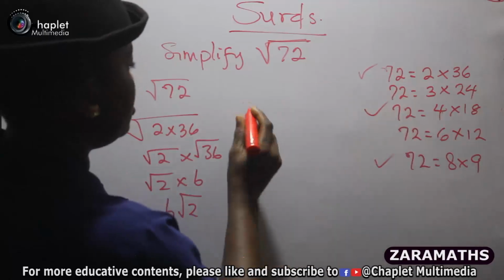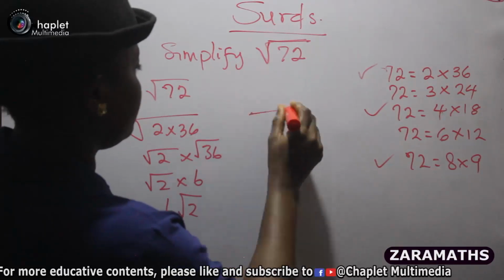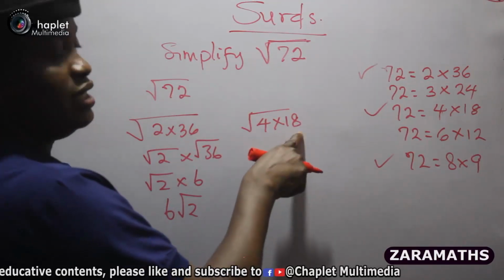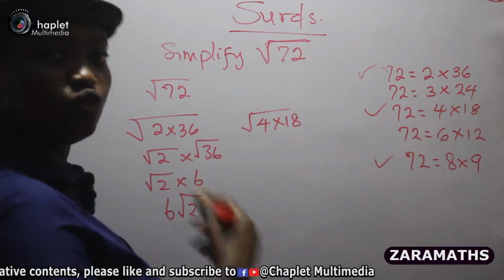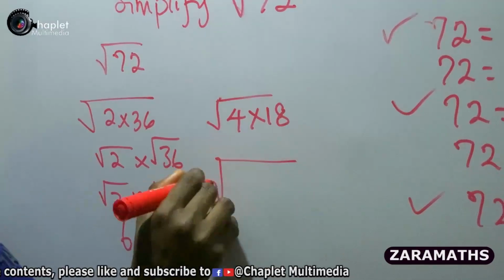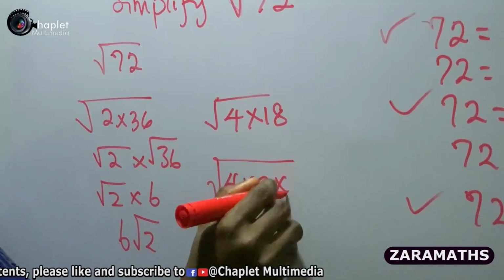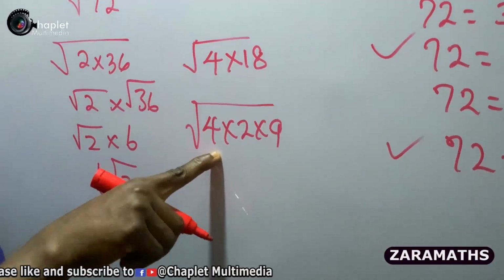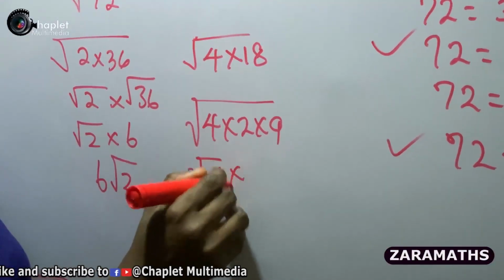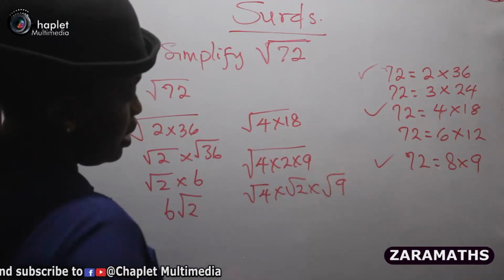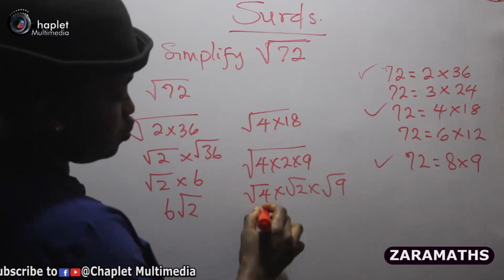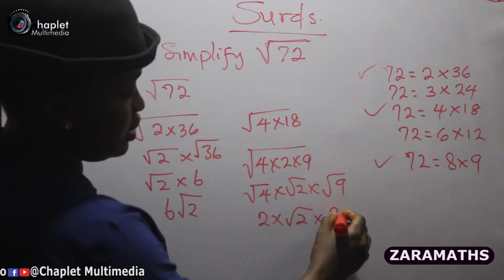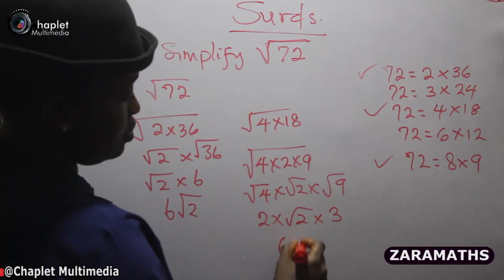Also, if we are using 4 times 18, if you look at 18, you can simplify it further to give you 2 times 9. So here it will be 4 times 2 times 9. 9 is also a perfect square. So 4 is a perfect square. So it becomes root 4 times root 2 times root 9, to give us square root of 4 is 2 times root 2 times square root of 9 is 3. 2 times 3 is 6 root 2.